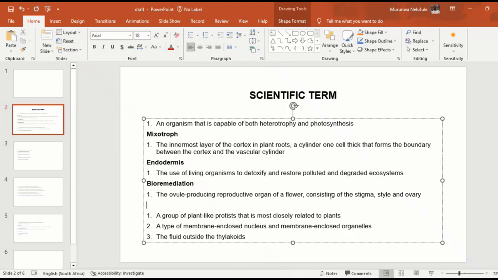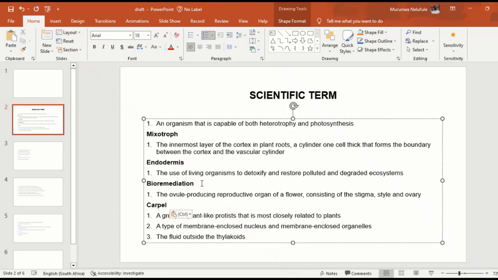And this one we know, the ovule producing reproductive organs of a flower consisting of stigma, style, ovary. What is it? Anyone? So this will be a carpel. This is there in a life cycle of the mosses, or when we're talking about.